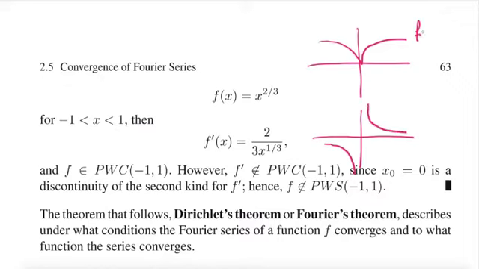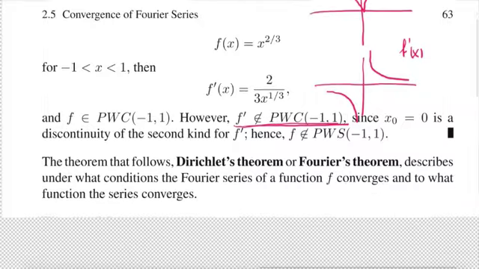So this is f of x. This is f prime. And you see f prime has basically an infinite jump from minus to plus infinity. This is not a jump in our sense. So this f prime would not be piecewise continuous. So this is a bad example. So if I do Dirichlet's theorem now, think about the first case where we just have jumps.